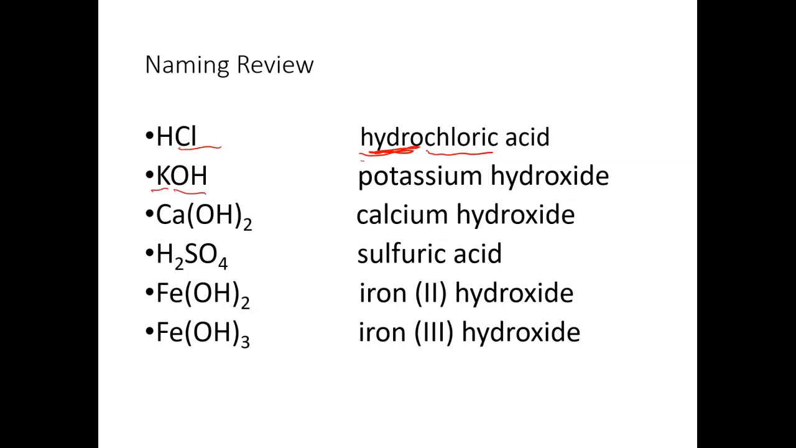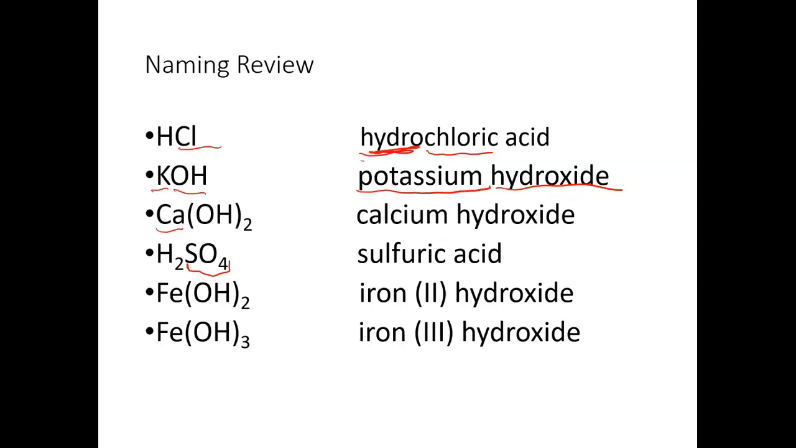Potassium hydroxide. So potassium is a main group metal cation, so we just name it based on the name in the periodic table. Hydroxide is always just hydroxide. Calcium hydroxide, same type of thing. It's a main group metal. Here, H2SO4. SO4 is a polyatomic ion, it's sulfate, and ate becomes ic, so it's sulfuric acid.